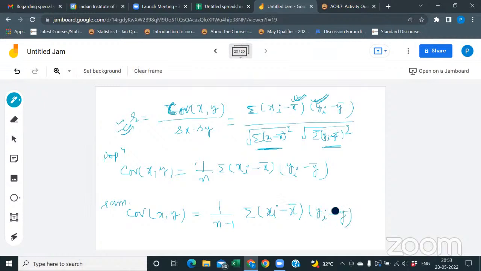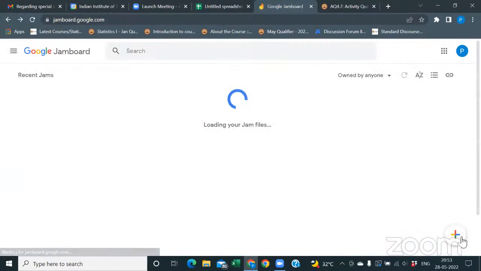Sir, in the population variance there were no terms related to y. Yes, that is variance; this is the covariance. There is a little difference between both. See, one second. Let me create a new thing.